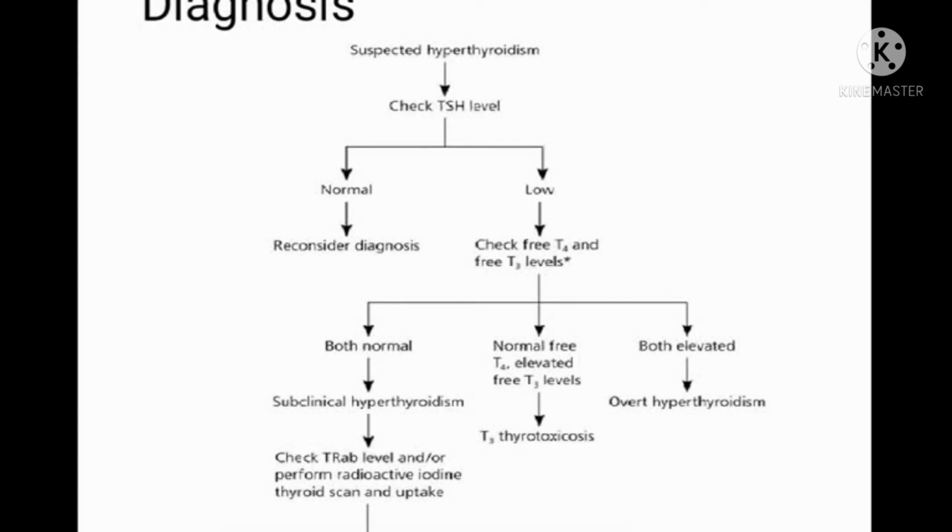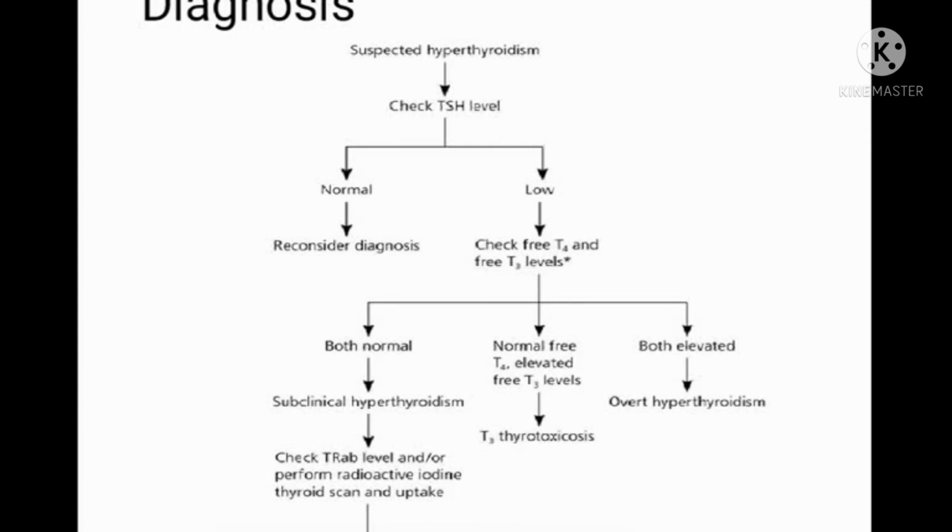When you come to the diagnostic modality, if you suspect hyperthyroidism, the first thing you have to do is check the TSH level. When the TSH level is normal, you have to reconsider the diagnosis of hyperthyroidism. But if the TSH level is low, you have to send the free T3 and free T4 levels. If both free T3 and free T4 levels are elevated, you have to consider overt hyperthyroidism.